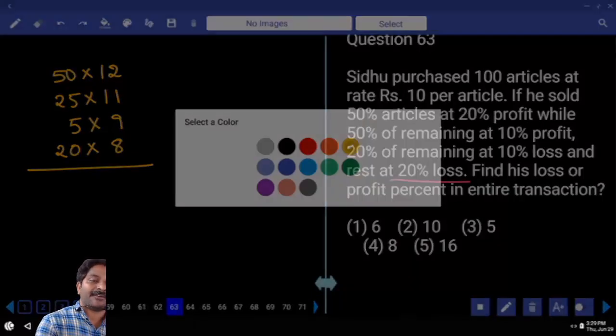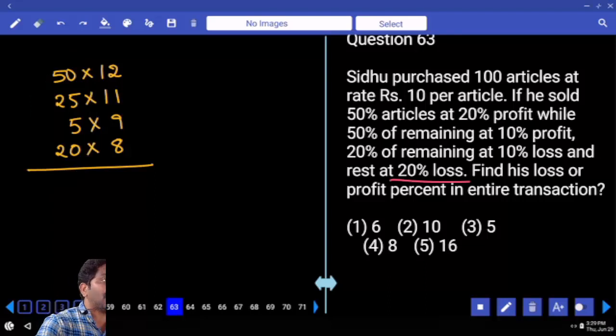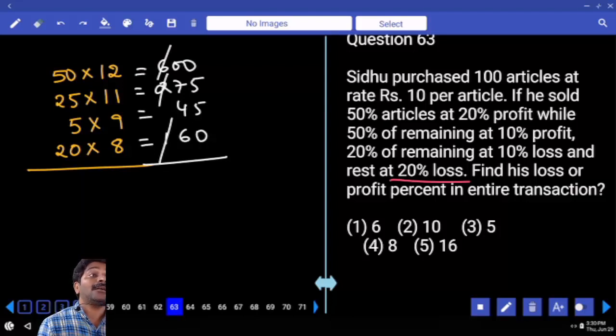If you observe number of articles here, sum of these number of articles is equal to total number of articles, right? And you know how much is total cost price? 1000. And if you add all these four, you'll get total selling price. Let's calculate. How much is this? 600. How much is this? 5 into 9. And this is 160. Okay. 600, 200, 100. 60, 40. Total so far? Still we have something else, right?